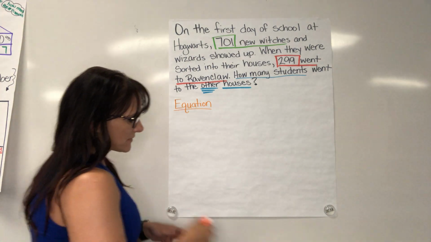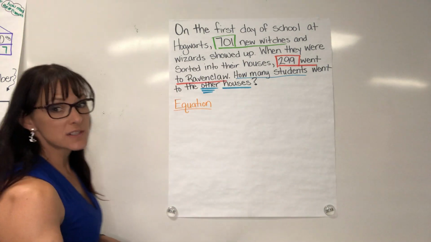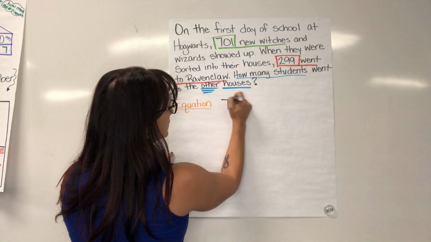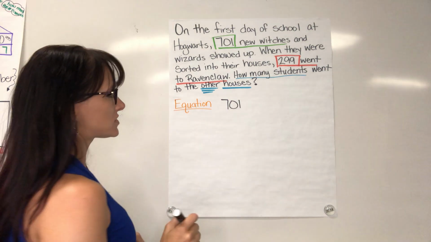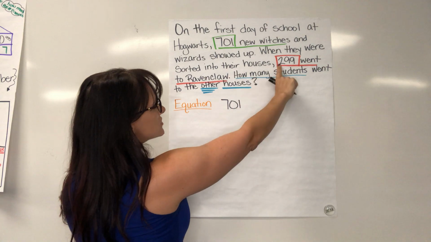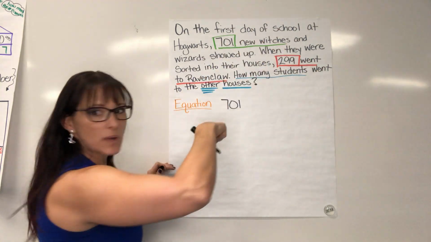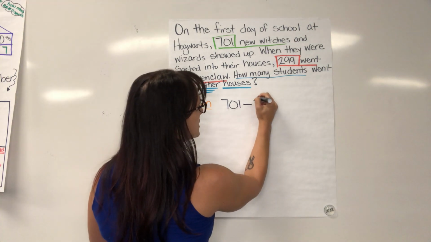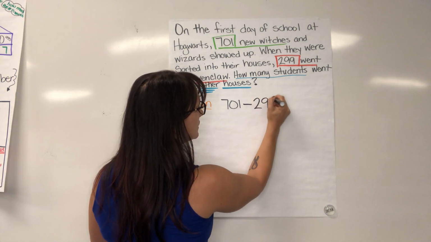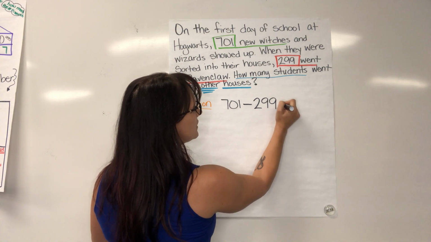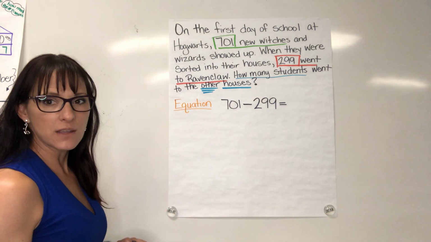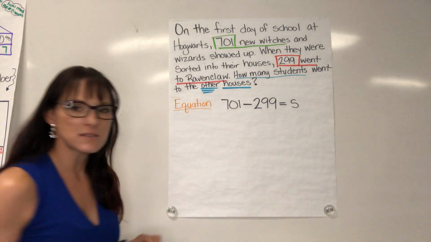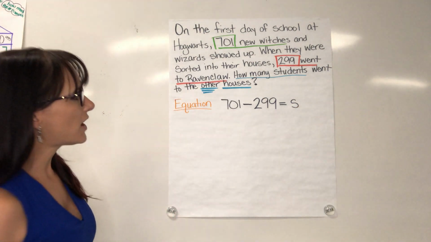If we follow the story, 701 new witches and wizards, 299 went to Ravenclaw. So we are going to subtract 299, and we are left with what we're looking for, which is our students. How many students went to the other houses?